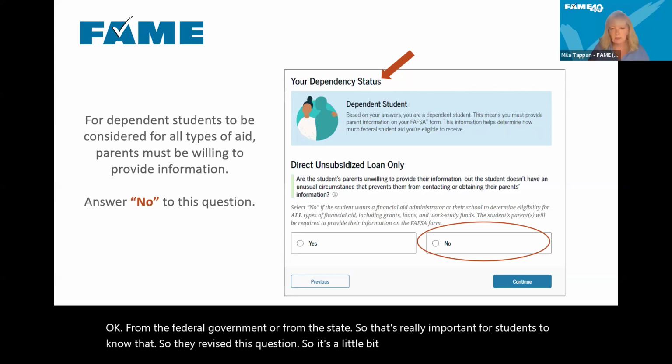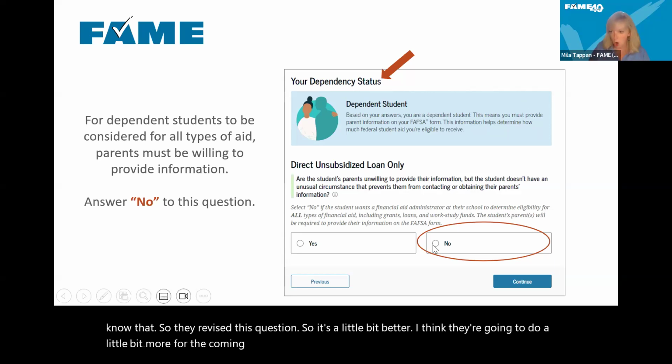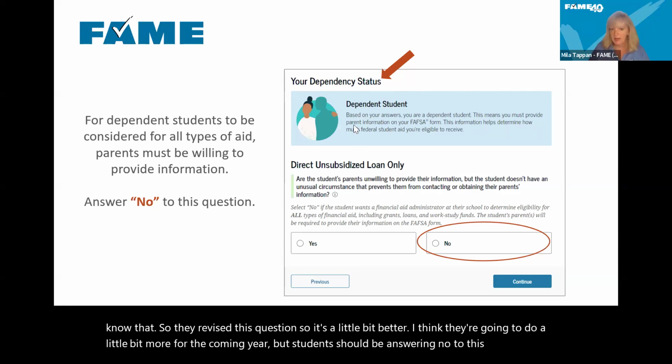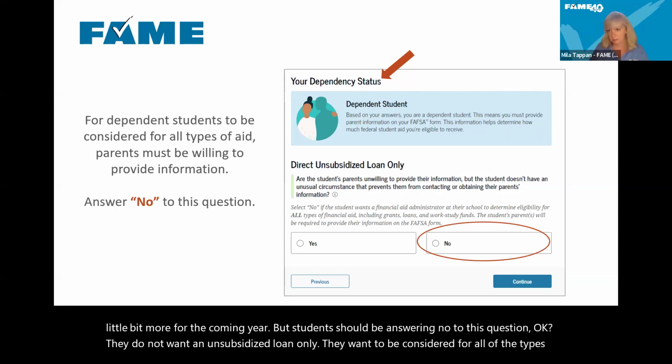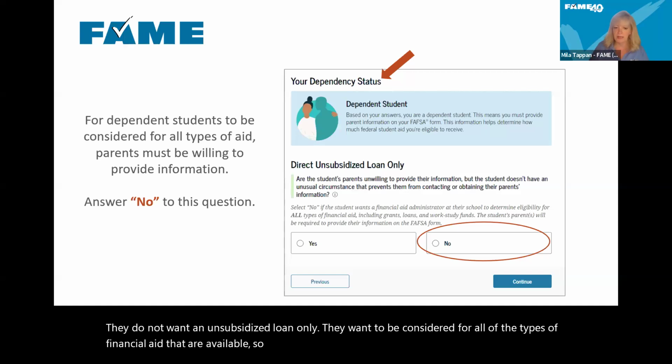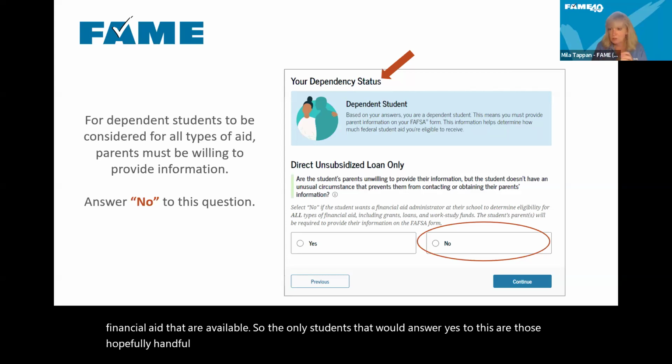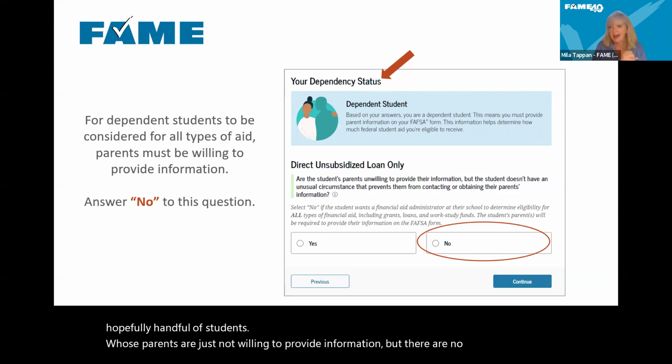I think they're going to do a little bit more for the coming year, but students should be answering no to this question, okay? They do not want an unsubsidized loan only. They want to be considered for all of the types of financial aid that are available. So the only students that would answer yes to this are those hopefully handful of students whose parents are just not willing to provide information, but there are no unusual circumstances.